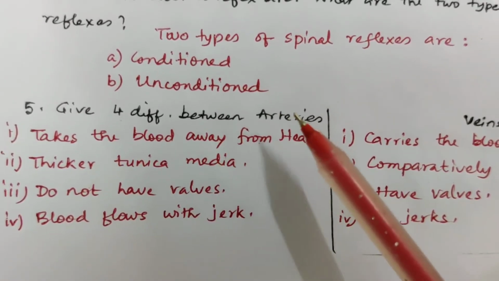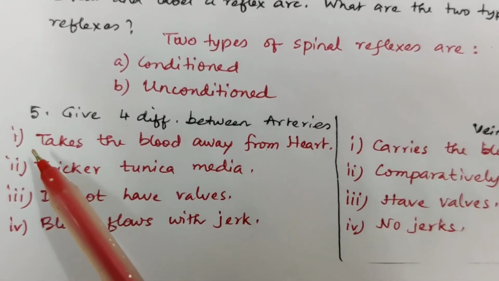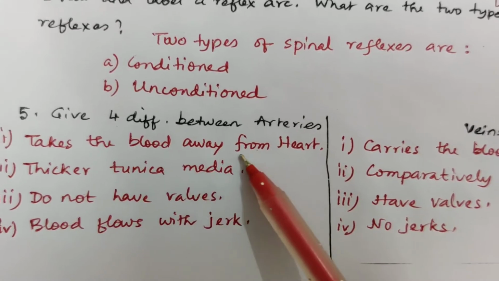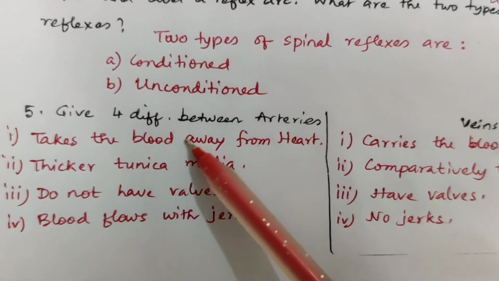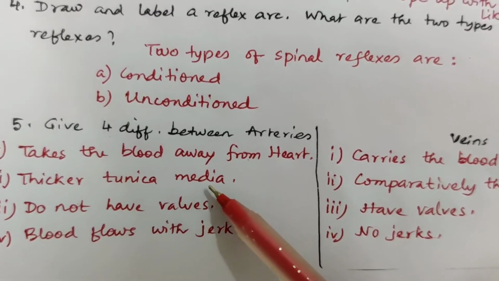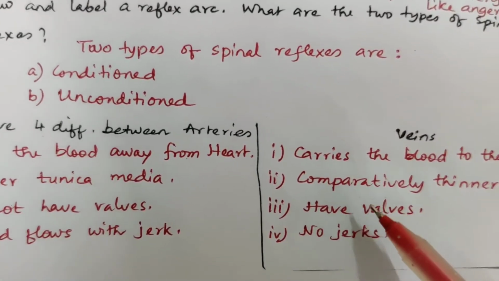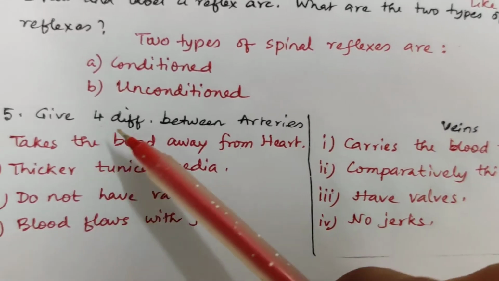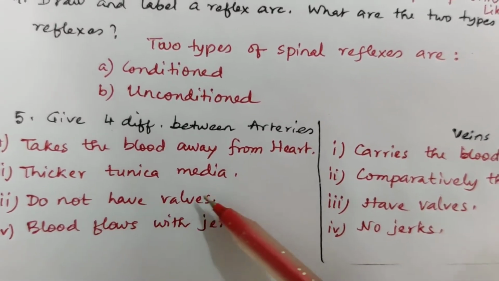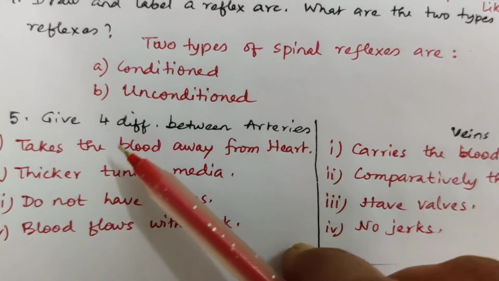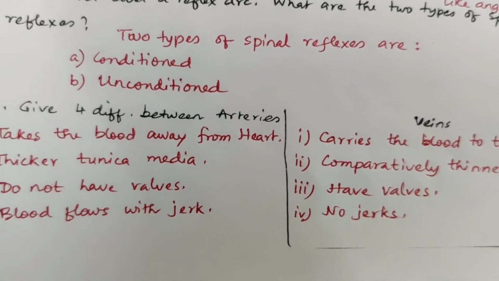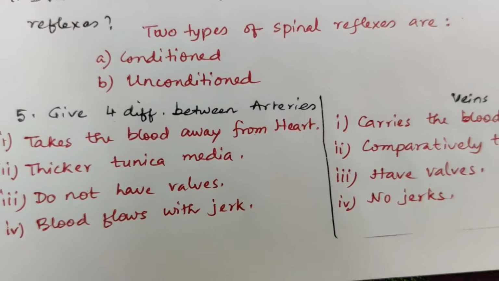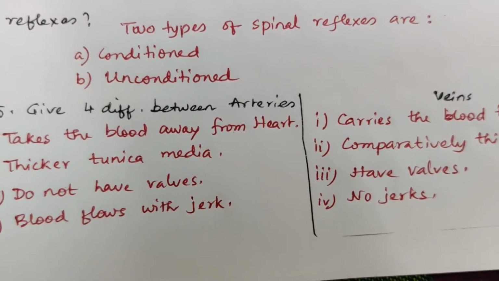Now give 4 differences between arteries and veins. Number 1 is arteries take the blood away from the heart and veins carry the blood to the heart. Arteries have thicker tunica media, veins have comparatively thinner tunica media. Arteries do not have valves, veins have valves. In arteries, blood flows with jerk, and in veins, there is no jerky blood flow. So, we come to the next part of the question.